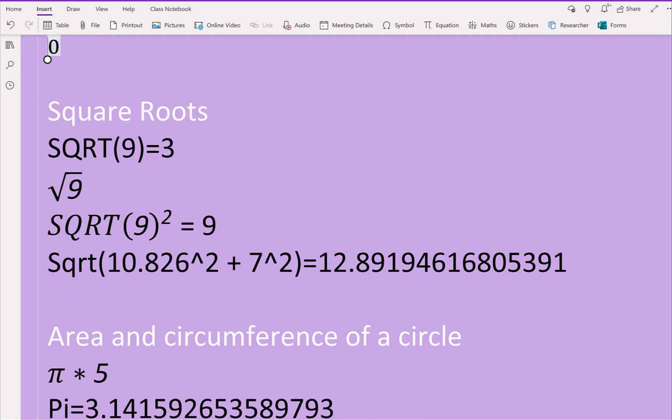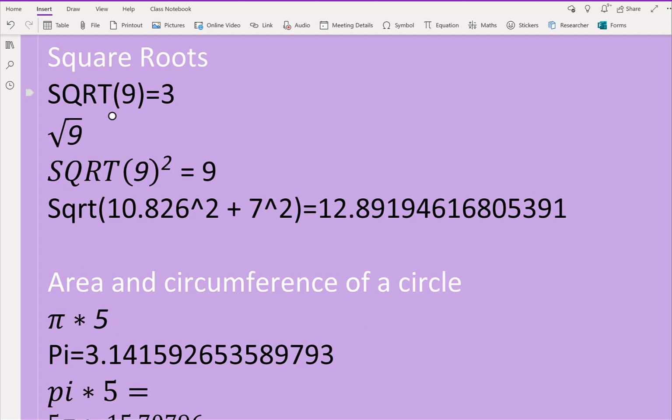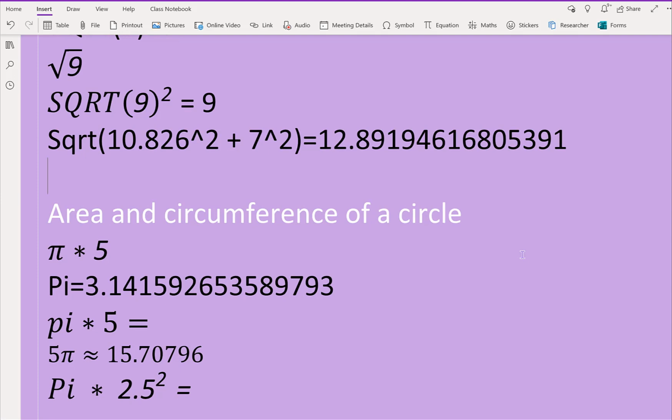For square root, I can type the symbol, or I can just simply put in SQRT for square root. So I've been trying to use SQRT as a command to calculate the length from a Pythagoras theorem. So here's the equation. And when I evaluate, it gives me this long digit. So it's doing the job really well.